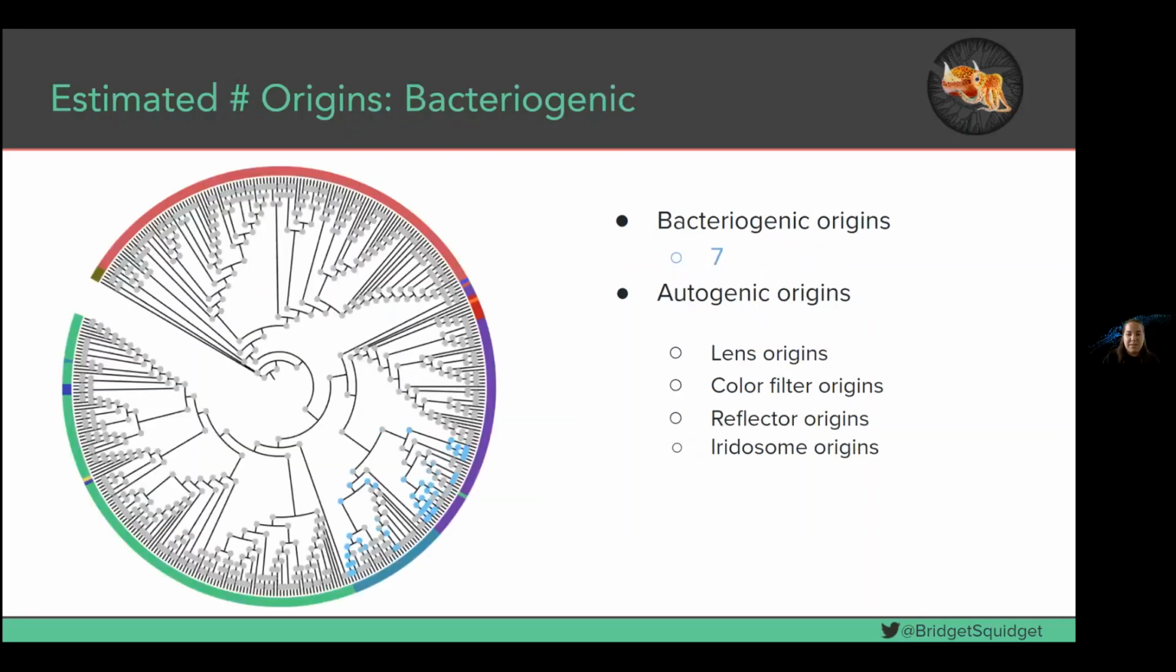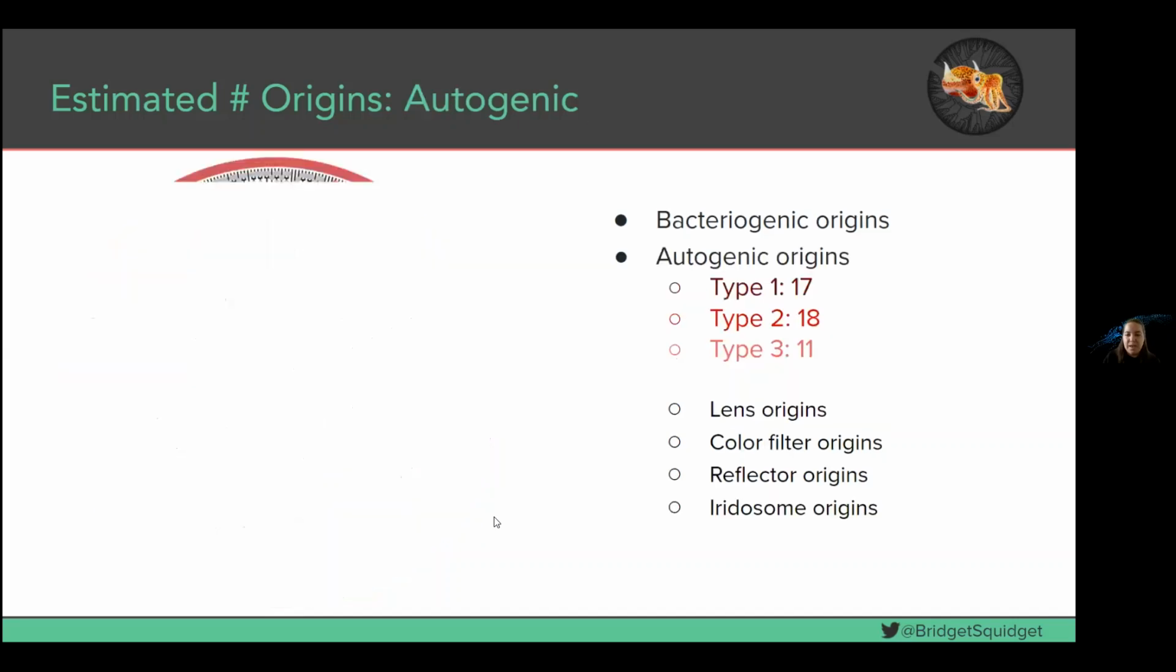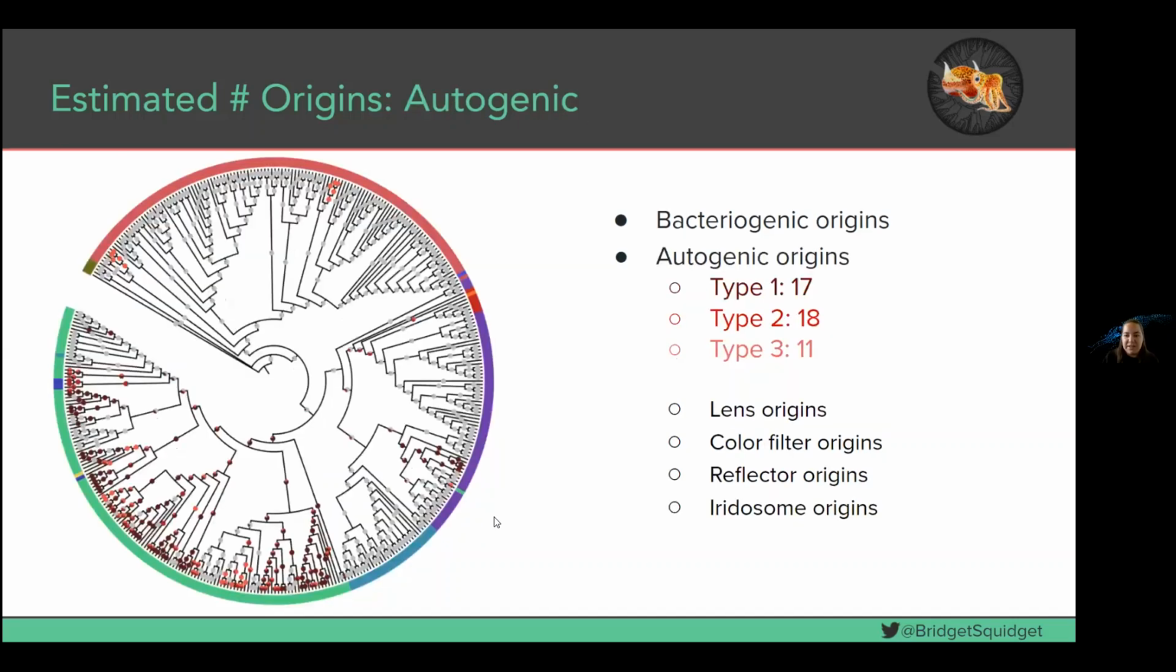So looking at our bacteriogenic origins, we found 7 in this sepiid myopsid clade. And then for autogenic, we found 17, 18, and 11 origins respectively for those types, most of which are in the oegopsid clade, with a few in octopus, and then a little bit in the sepiids.